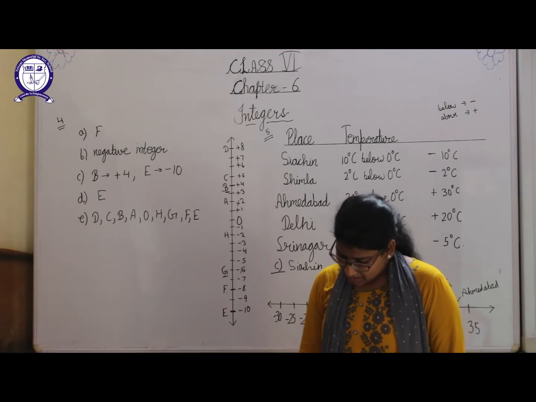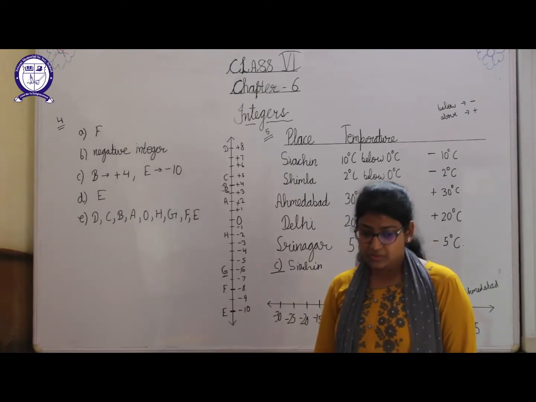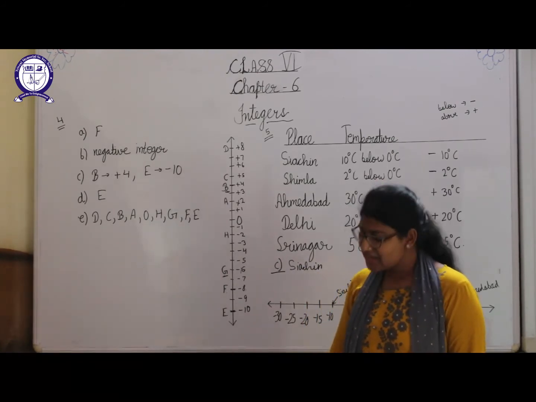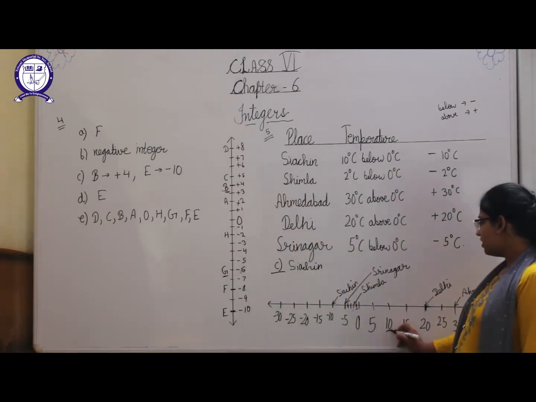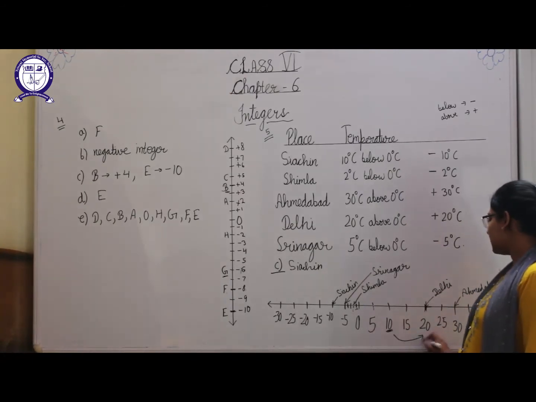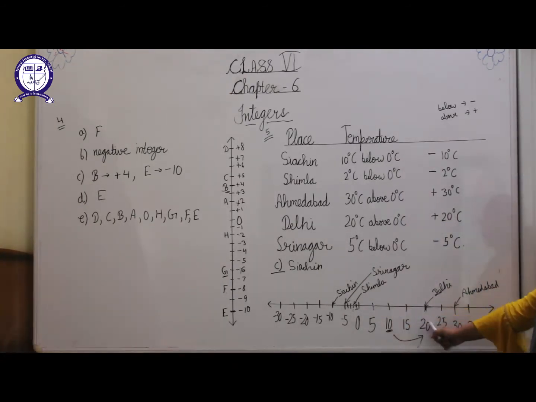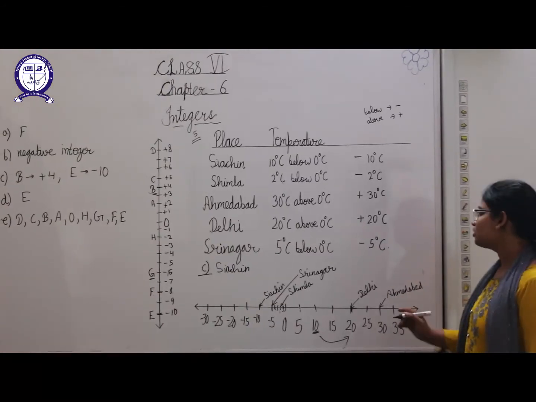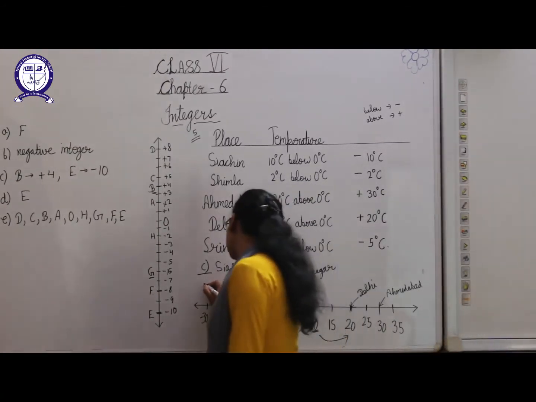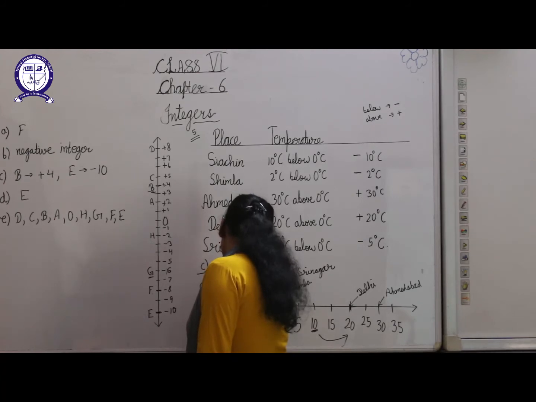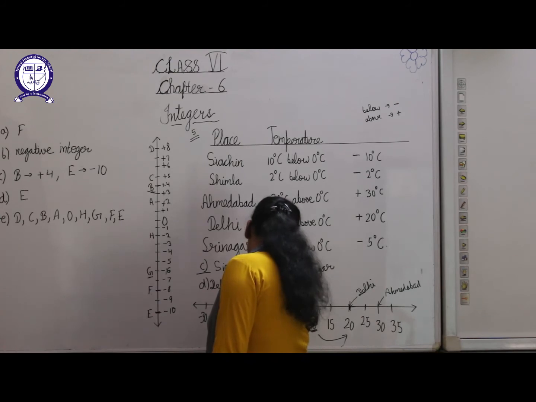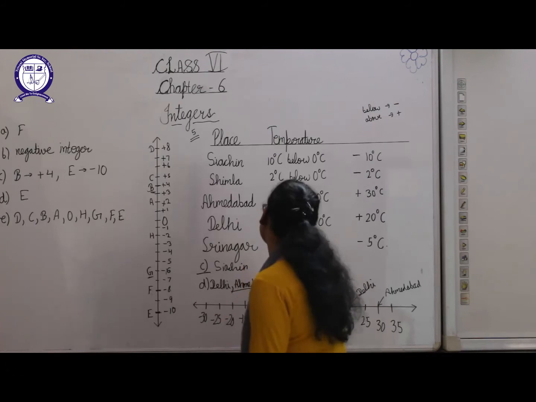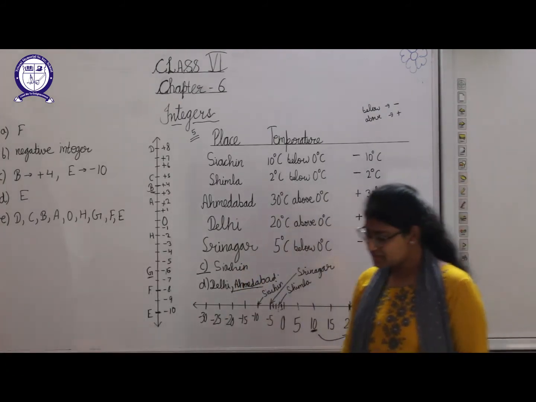Now D part is write the names of places when temperature are above 10 degrees Celsius. Here it is 10 degrees Celsius temperature. So above temperatures will be represented on this side. What are the places here? Delhi and Ahmedabad. So for D part the answer is Delhi and Ahmedabad, because in these 2 places the temperature is above 10 degrees Celsius. So our answer in this is Delhi and Ahmedabad. These 2 places have temperature above 10 degrees Celsius.